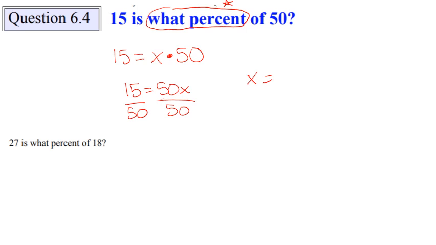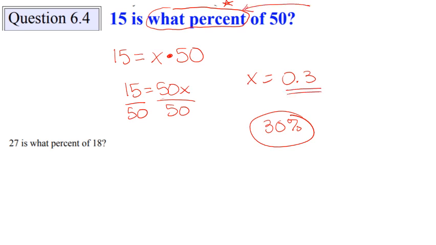And 15 over 50 is work that I should see off to the side, which is 0.3. Now my final answer is actually 30%. The reason why the answer is not 0.3 is because of what I put here. It says what percent. 0.3 is not percent. So what you need to do is, after you get your answer, change it to a percent.